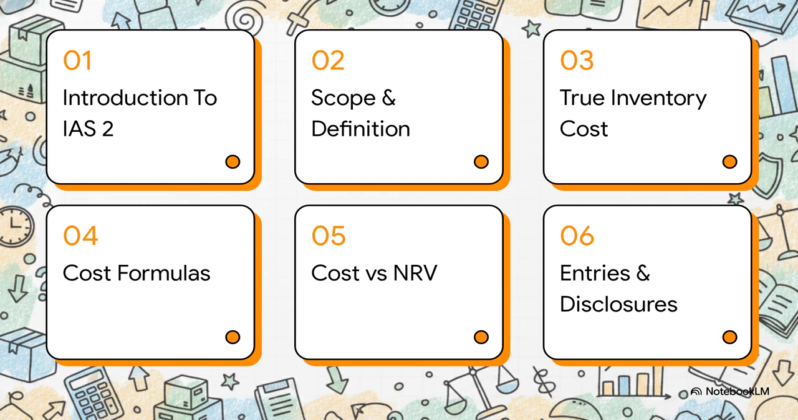By following this structure, you're going to master the objective, calculation, valuation, and final reporting of inventory. And most importantly, you won't fall for those common exam traps. We'll start with the core principles, move into exactly what makes up inventory cost, explore how to calculate it, and finally, how to report it correctly. Let's not waste any time. Let's just dive right in.